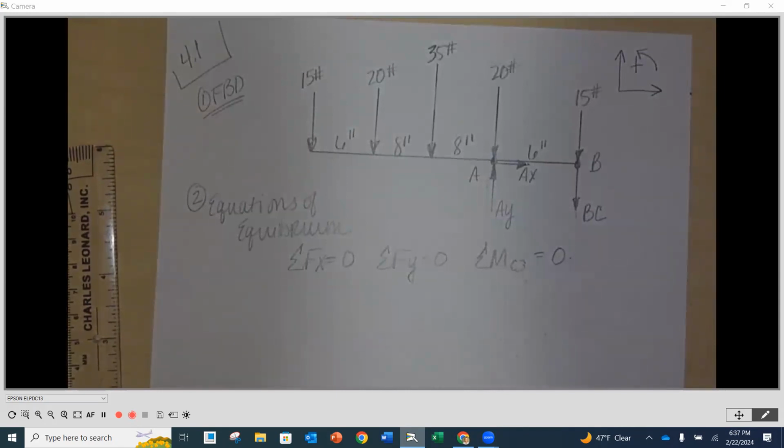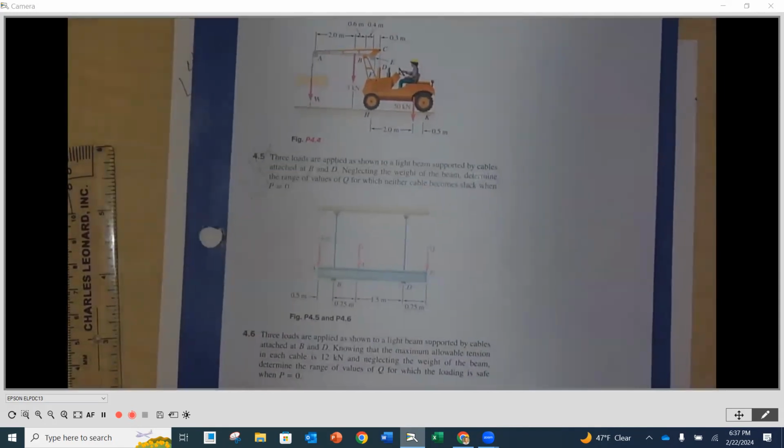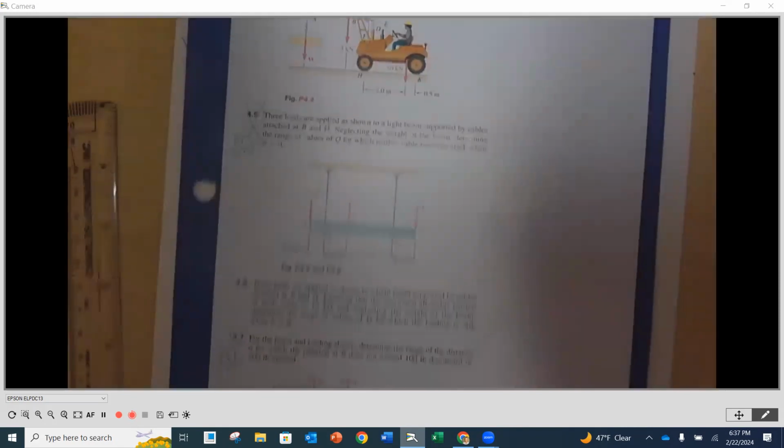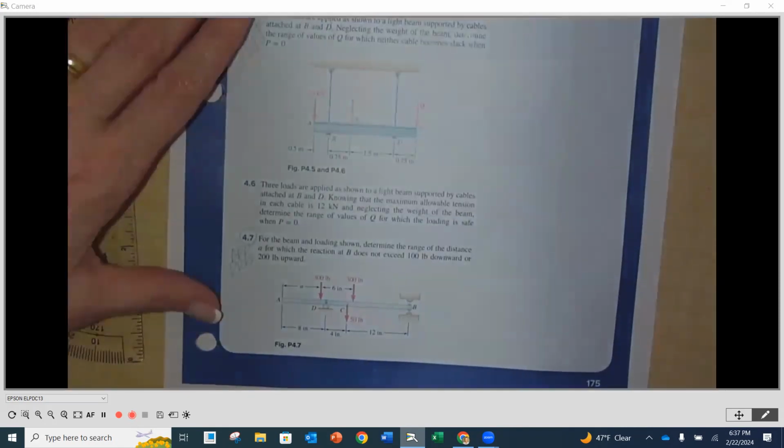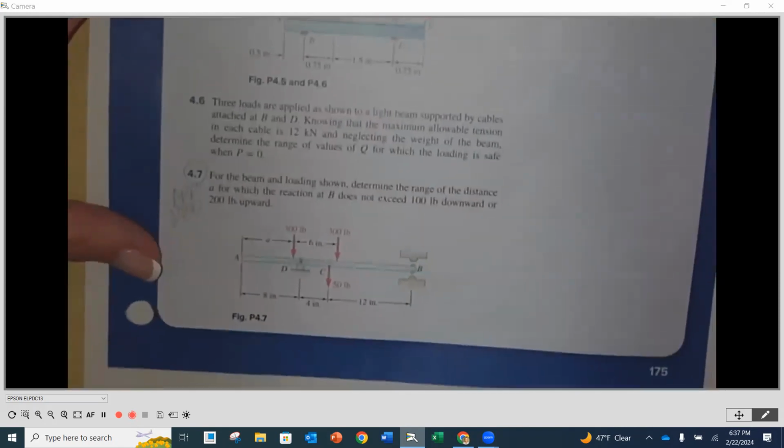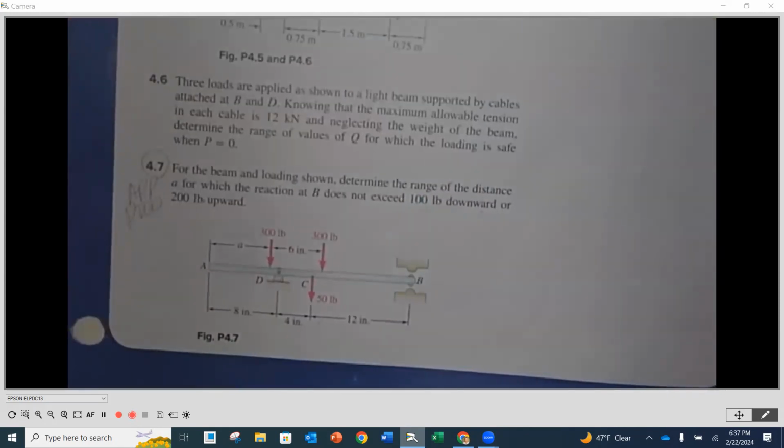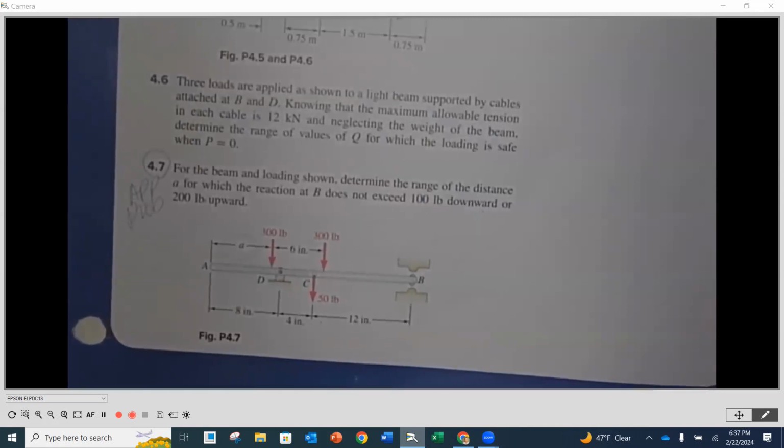Our next problem is 4-7. Oh, of course, these are out of order. There we go. 4-7 is found on the bottom of page 175. Okay, so it's down here. Now this problem, there's going to be 2 free body diagrams because they want you to find a range, but what you really do is you just set it in one position and then in another.